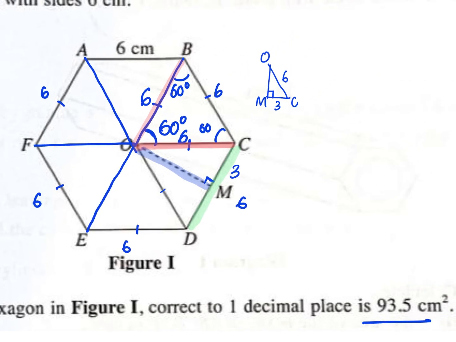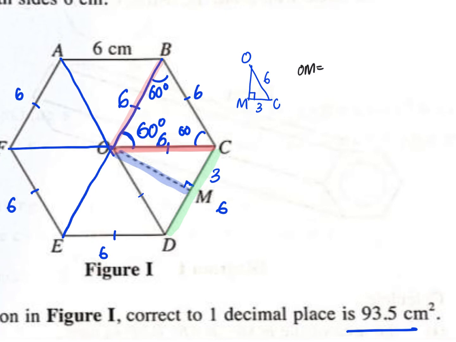So we can use the Pythagoras theorem to find OM. Since we are looking for the shorter side, we do a subtraction: 6 square minus 3 square, then square root. The square root of 6 square minus 3 square gives you 5.1962 to 5 significant figures. I'm going to write this number down, 5.1962. This part is important because you need to use it later. So now I can proceed to find the area of one triangle and the area of the whole hexagon.